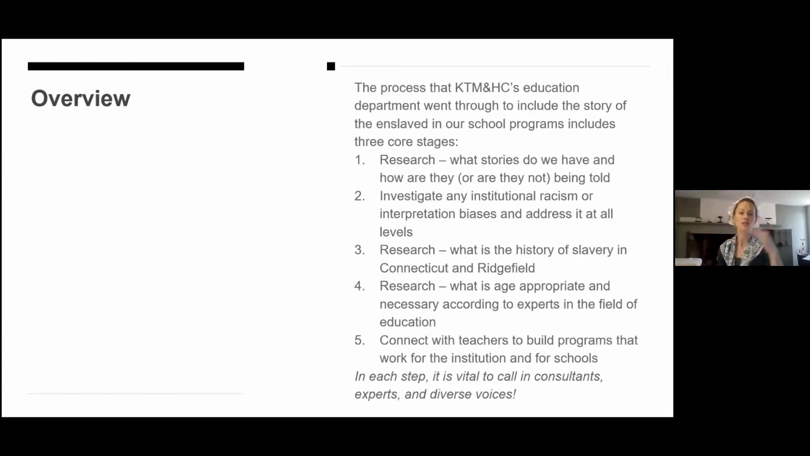So this is kind of a rundown of the process that we've gone through. I'm going to fly through some of these slides because I just need to get to the end where I talk a little bit more about education stuff. But you'll notice that I say research, research, research, research.